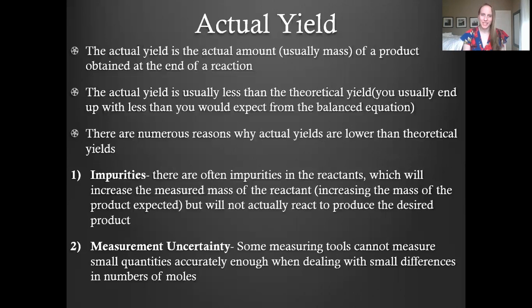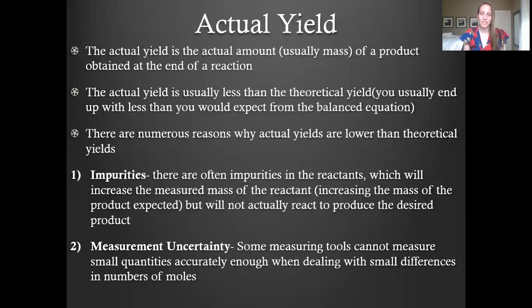The actual yield is usually given to you in the question. It's the amount of product that is actually obtained at the end of the reaction. So you can't calculate actual yield just based on the mole ratio. It has to be given to you, or you can calculate it if you're given the theoretical and the percent yield.